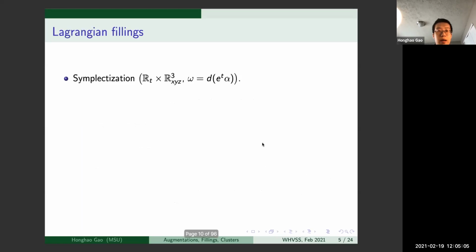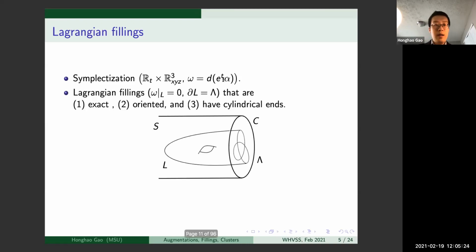Let me continue with what Lagrangian fillings are. I can take the symplectization of my contact manifold, and then there's a canonical exact symplectic form, which is the differential of e to the power of t times alpha. Here's a picture that depicts what I mean by an exact Lagrangian filling. Filling means that I have a surface whose boundary is the Lagrangian link that we talked about before.